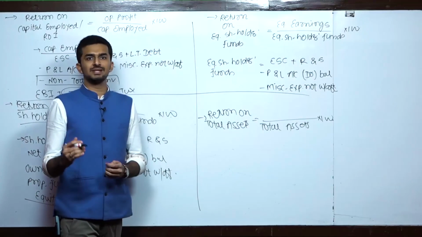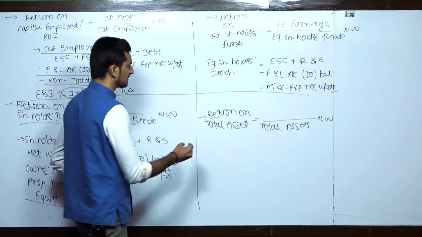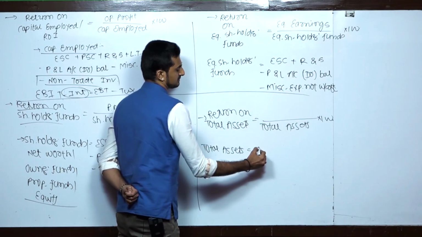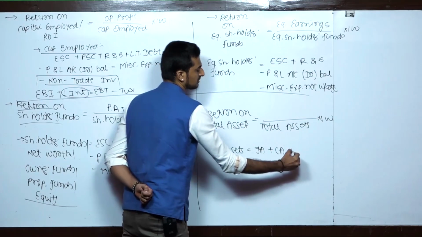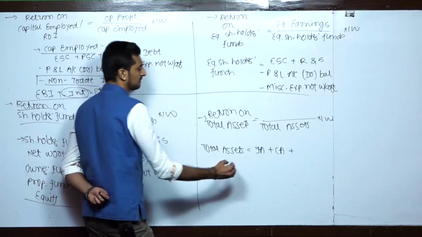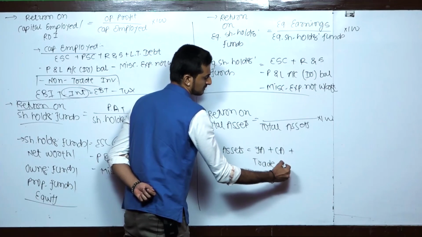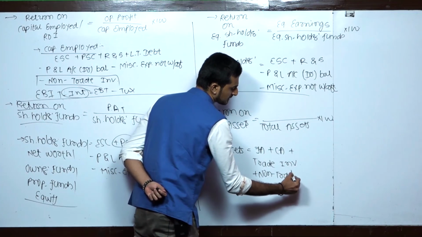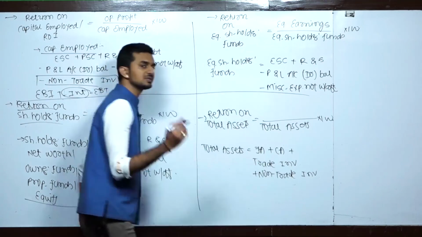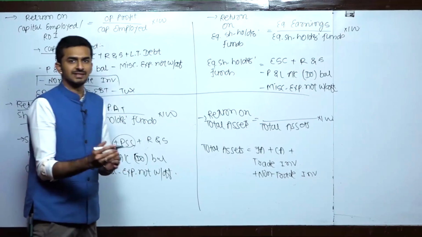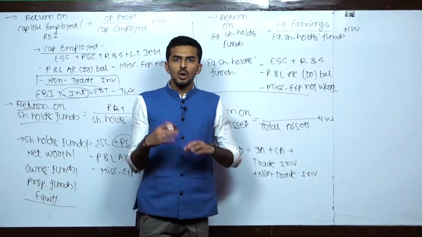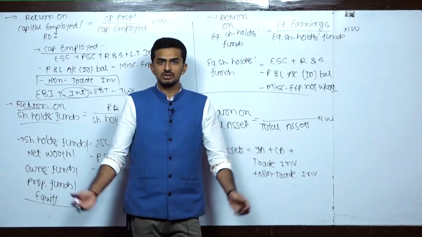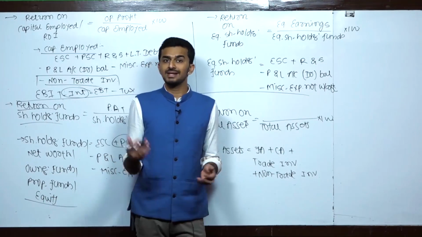First, I'll put the meaning of total assets so that the ratio formation becomes a bit easier for you. Total assets will comprise fixed assets plus current assets plus trade investment plus non-trade investment. See, whether investment is trade or non-trade, whether fixed asset or current asset, in this ratio we say that all assets pertain to the company until liquidation. None of the assets are going to go to the shareholders or any stakeholder unless the company goes into liquidation.